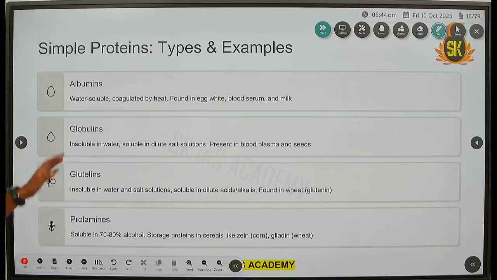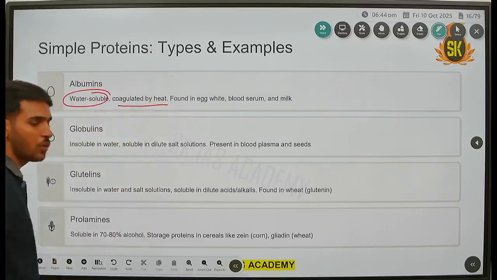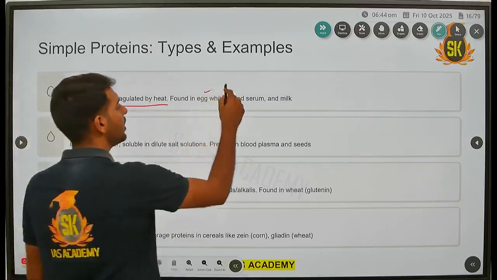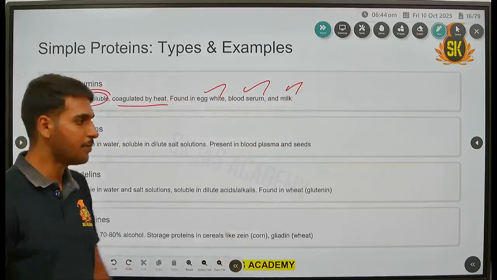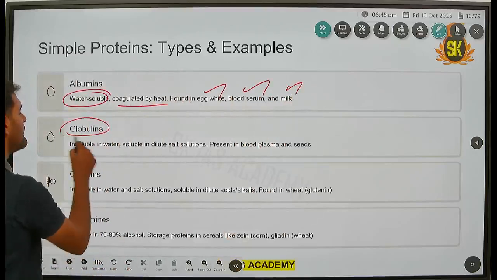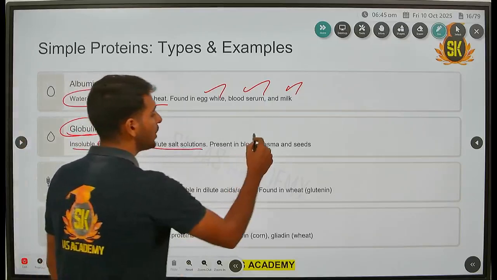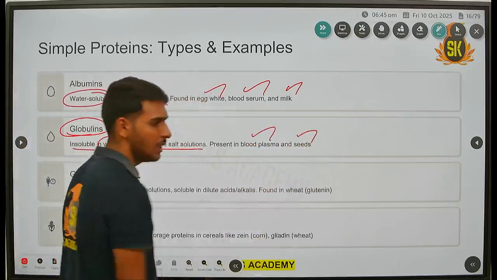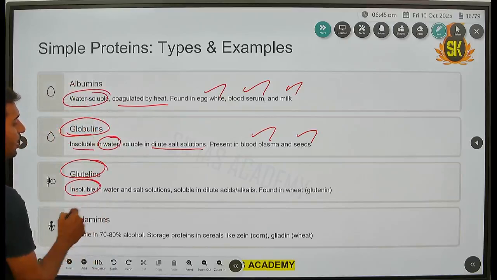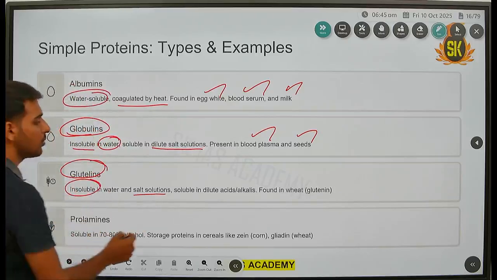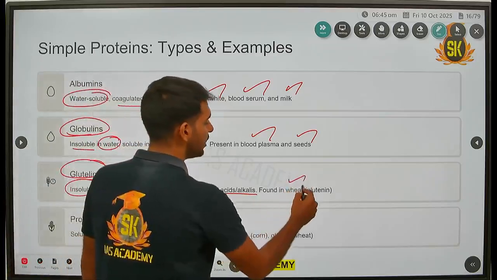Now, the simple proteins. Albumin is water soluble, gets coagulated by heat, and is found in egg white, blood serum as well as in milk. Globulin is insoluble in water, soluble in dilute salt solution, and is present in blood plasma as well as in seeds of plants. Glutenin is insoluble again in water and in salt solution, but is soluble in dilute acids or alkalis, found in wheat.